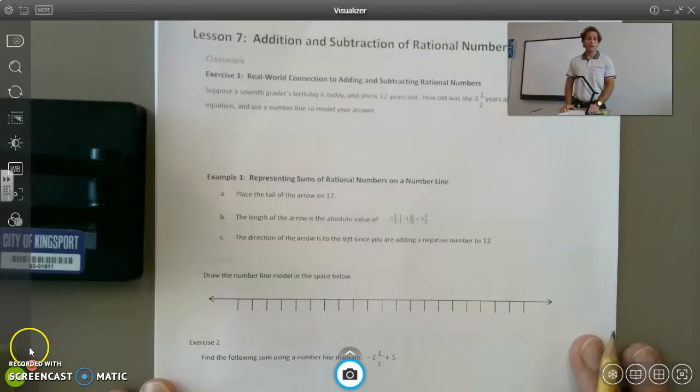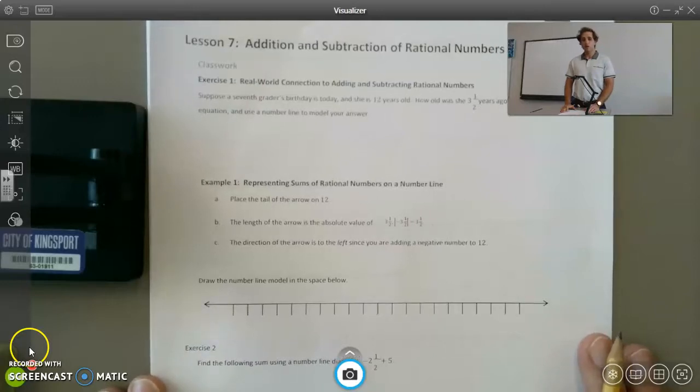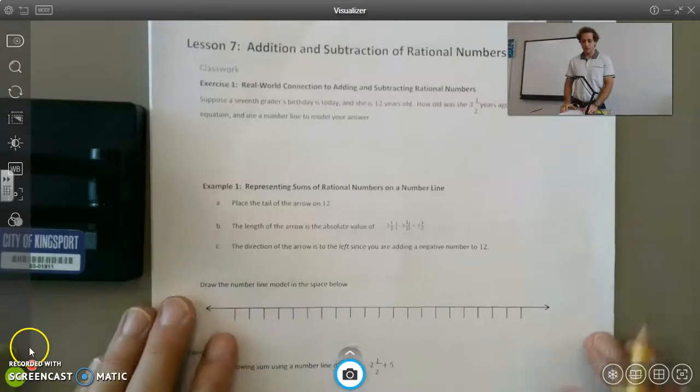You already know about fractions, you already know about decimals, you already know about addition and subtraction of positive and negative rational numbers. Today we're just putting all those pieces together, and it can be a little challenging, so we're going to use some diagrams and we're going to try to walk through it together.